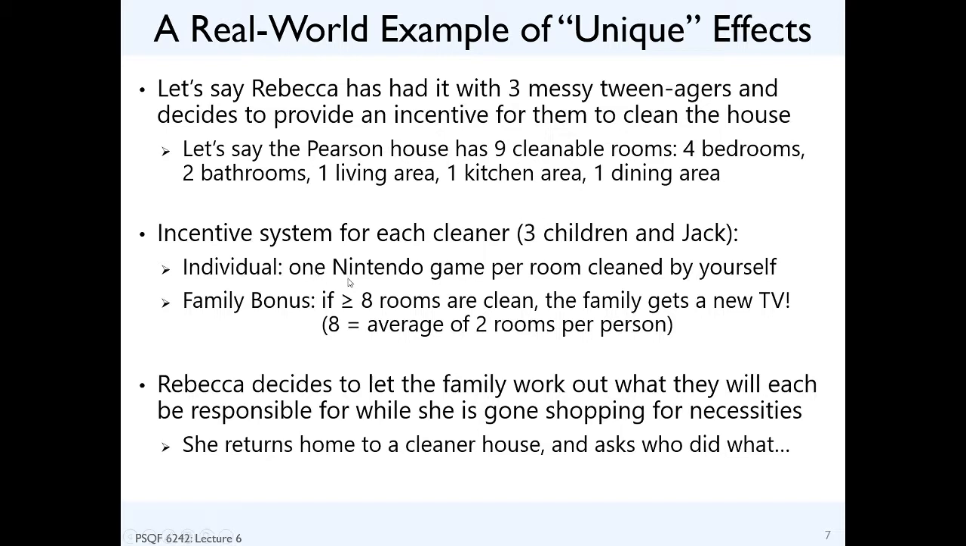But there's also a bonus, she's willing to say. If an average of 2 rooms per person gets cleaned, 8 or more rooms, we get a new TV. That's how much she wants her new house cleaned. So she decides she's leaving for the day. She's going to go do yoga or shopping or whatever it is that makes her look so perfect. And she returns home and asks who did what.